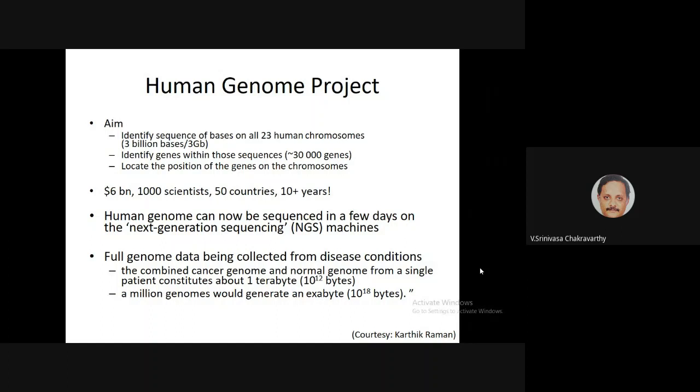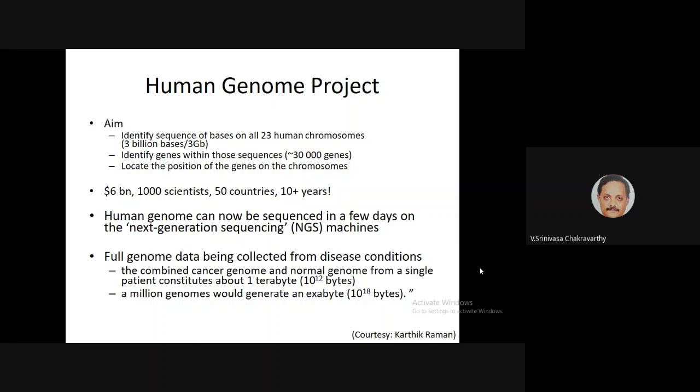So this was a massive effort. It cost $6 billion, 1,000 scientists, and collaboration among 50 countries. It took 10 years to execute. Whereas now the human genome can be sequenced in a few days on next generation sequencing or NGS machines, which are available quite extensively all over the world. So full genome data is being collected not only in normal cases but also in disease conditions.